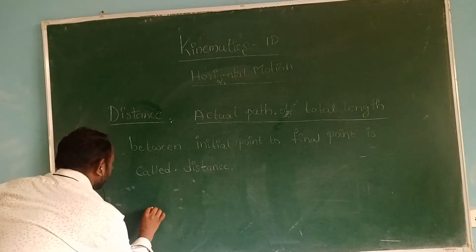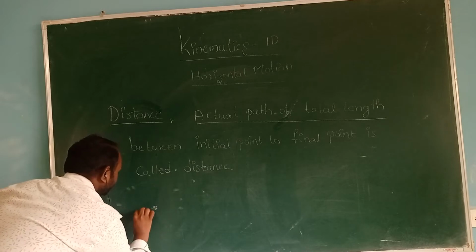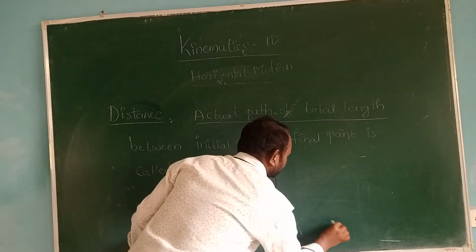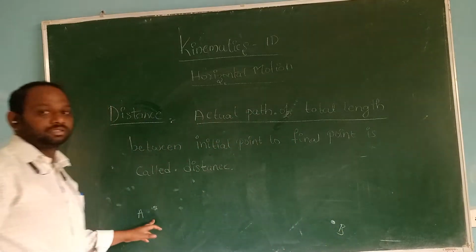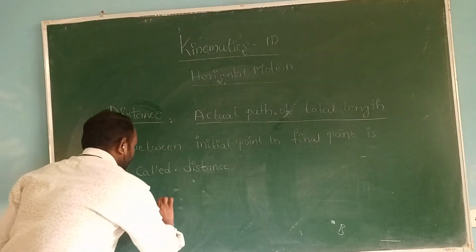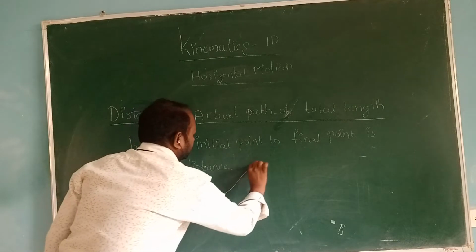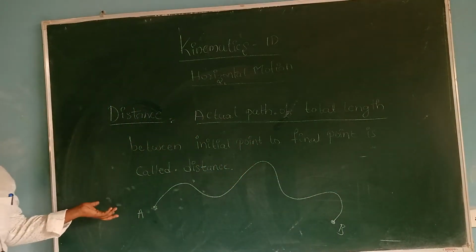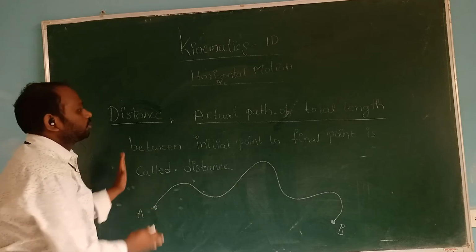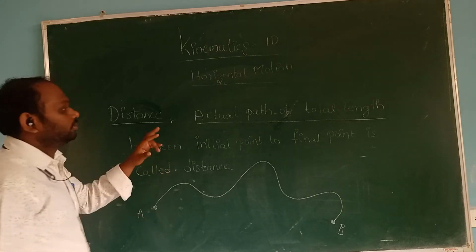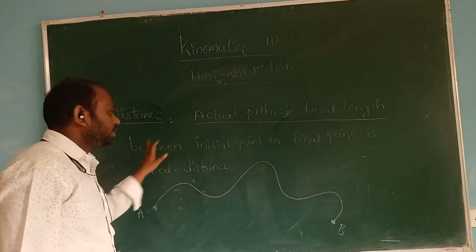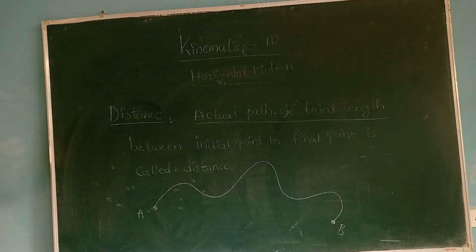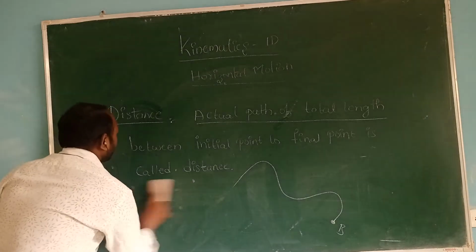See, for example, here this is the point A, the initial point. This is the point B. So actual path means this is the actual path. The actual path of length between initial point to final point is called distance. So one more example I will do.